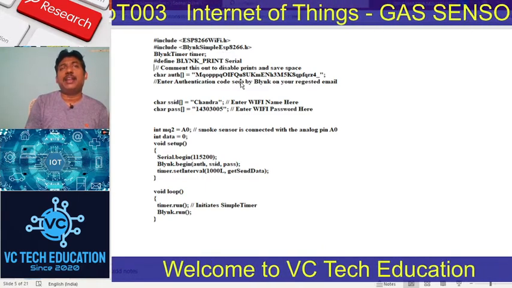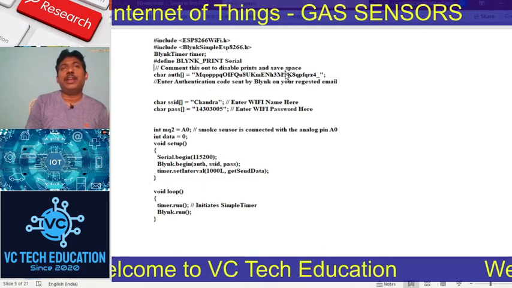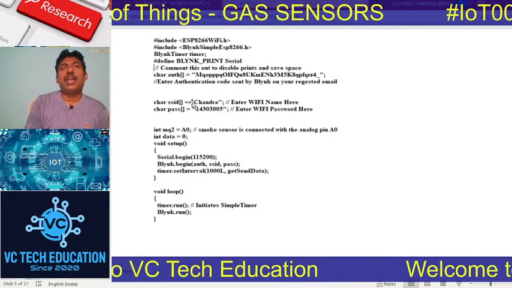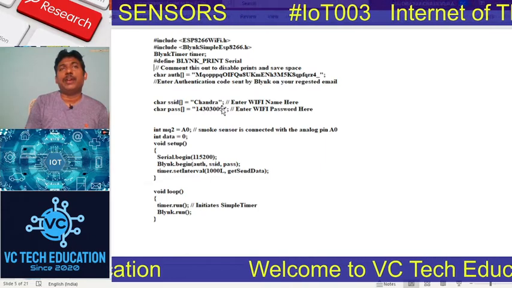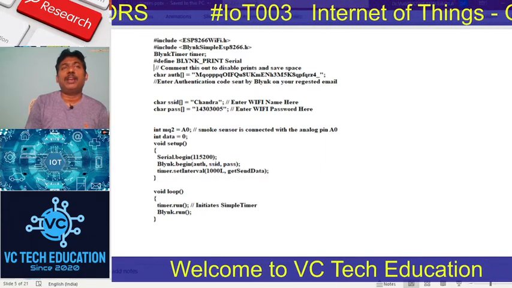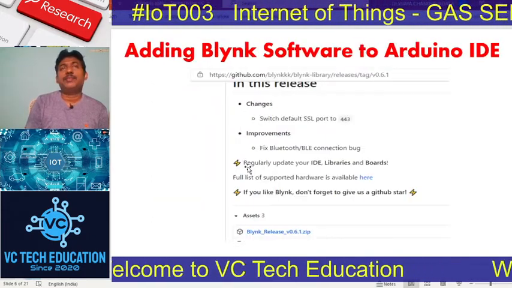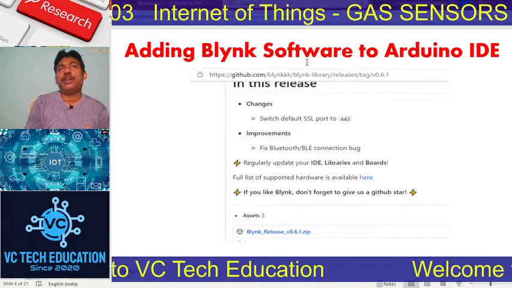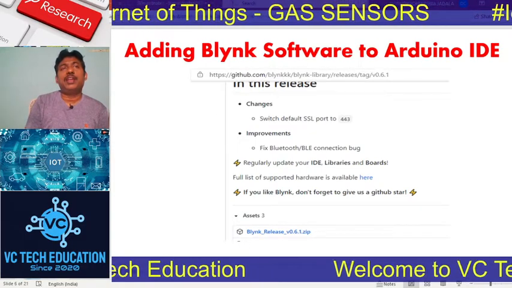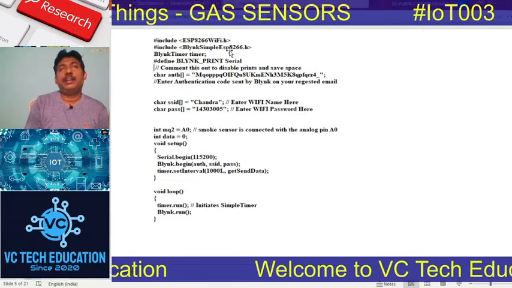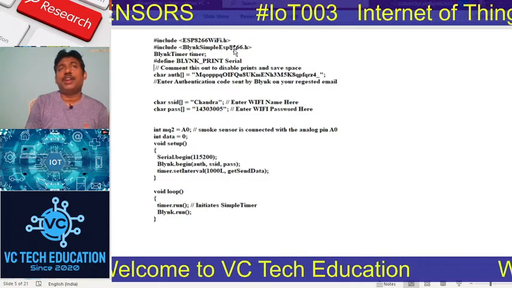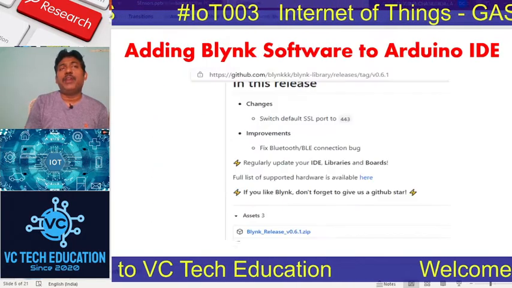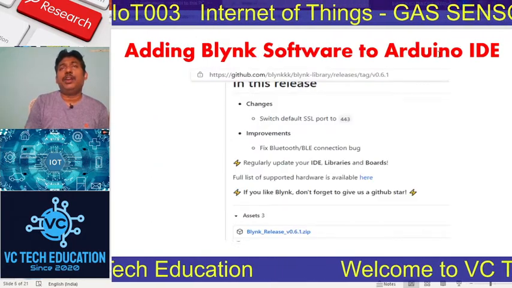Then the authentication code will be given here. This we have to change, and we have to change this, that is your Wi-Fi name and Wi-Fi password, and the remaining program let it be as it is. Then comes the Blynk software to the Arduino. Here we gave the .h file of the library, and to execute this particular .h file we have to link the library to the Arduino IDE.